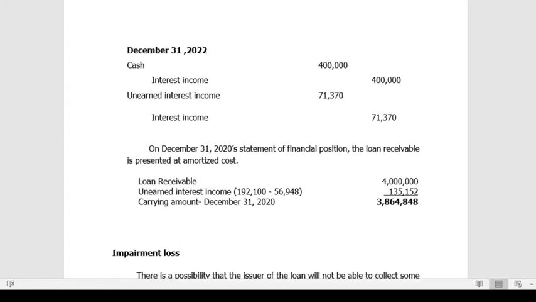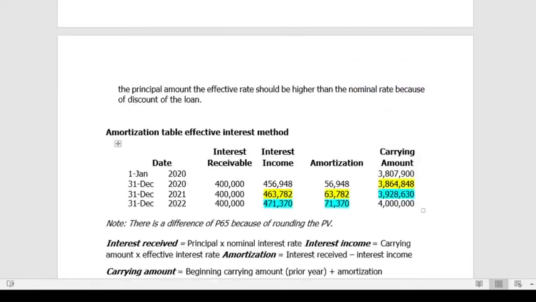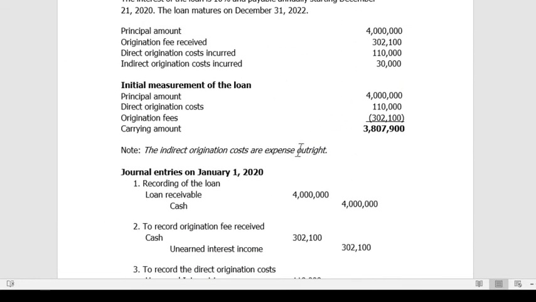So let's just take a look at how it is presented in the statement of financial position when you present a loan receivable. So tingnan mo, for example, December 31, 2020 statement of financial position, the loan receivable is presented at amortized cost. Magkano ba ang loan receivable? 4 million. Yun yung initial recognition. Yun yung pagkaka-receive mo dito. If we go back, ito yun. The loan receivable is at 4 million.